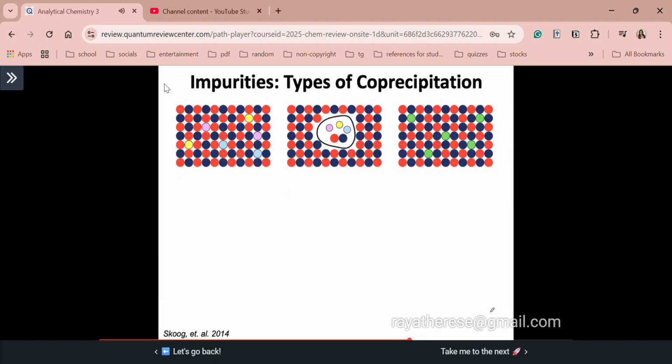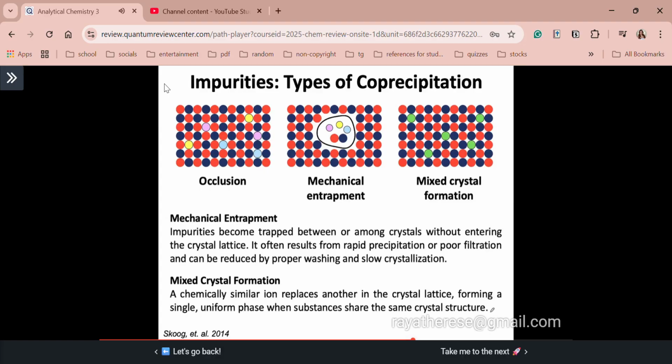So here, in the first two pictures, mas dinedefine ang difference ng occlusion at ng mechanical entrapment. So, sa mechanical entrapment pala, natatrap lang siya physically, yes. Okay, so this is from Skoog, class. And I found another one, mixed crystal formation. Medyo nakakalito siya with inclusion naman.